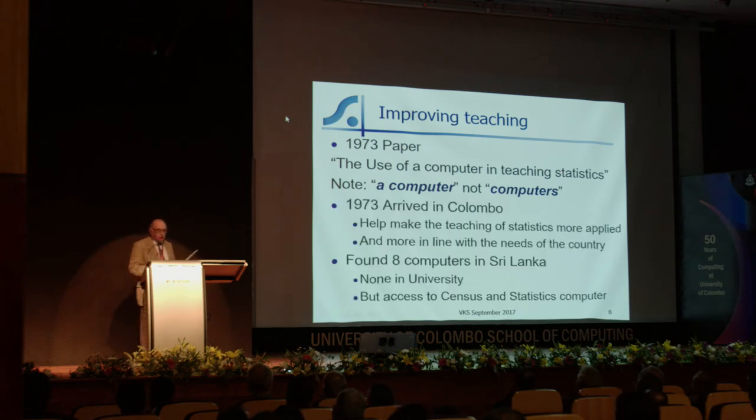So in 1973, I arrived in Colombo, and I won't go through the absurdity of the fact that I was supposed to make the teaching more useful for the country, and they took somebody out of the UK who was rather young, who'd never been to the continent before, and I was supposed to do this. And there were some odd happenings around in 73, which meant by the time that Professor Samaranayake came back in 74, I did know about the country and what statistics was being used.